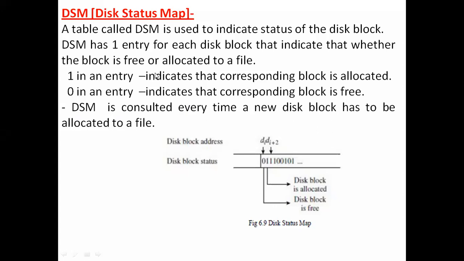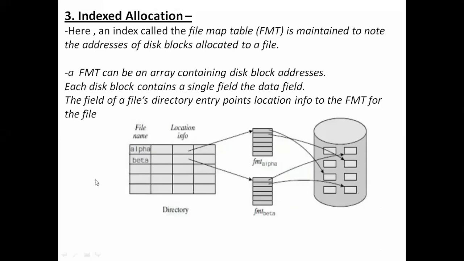You can explain this FMT table along with this particular figure, where we have used a file map table along with the normal use of the hard disk as well as a directory. The main function of the directory is to indicate the location of the various files as well as the file name. But the main change here is that an index called the FMT table is maintained to keep the addresses of the disk blocks allocated to a particular file.